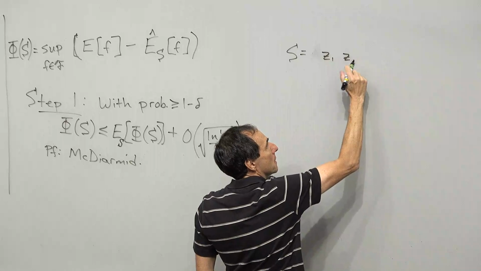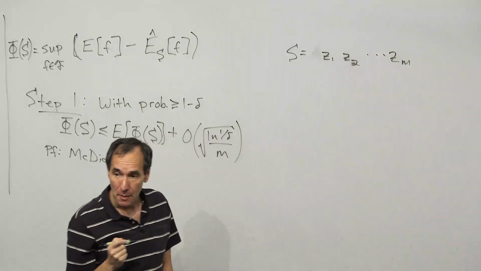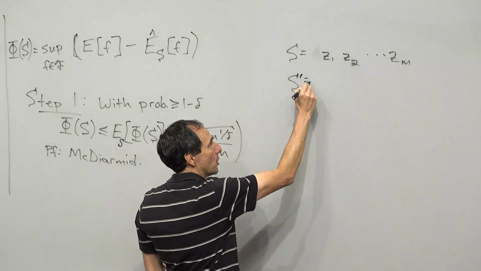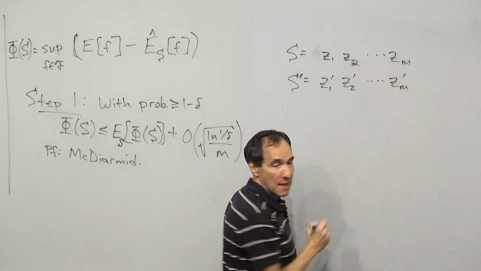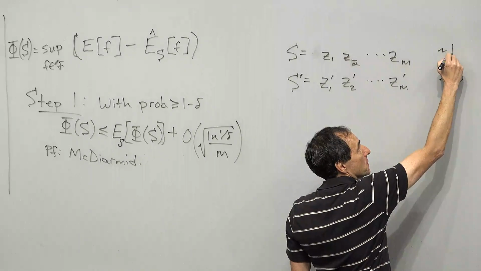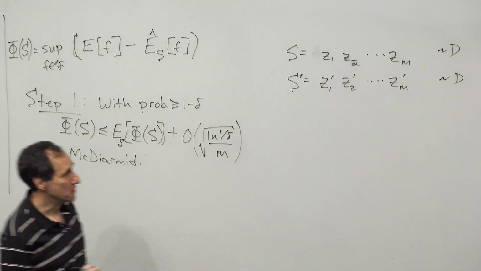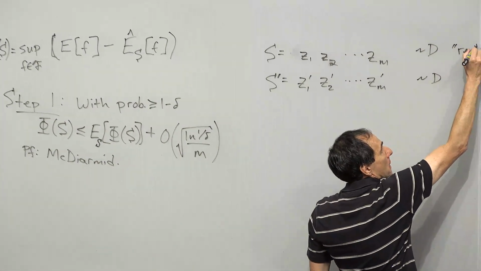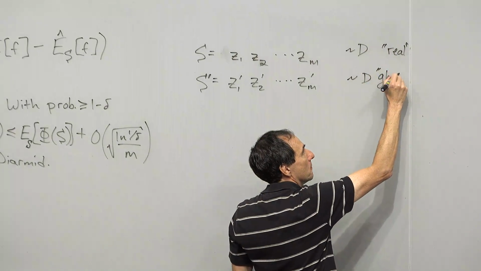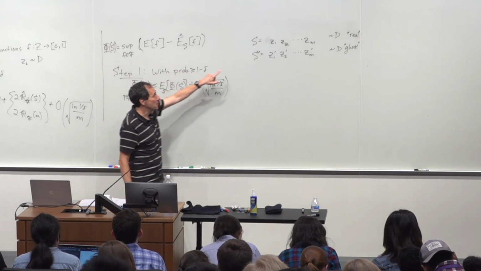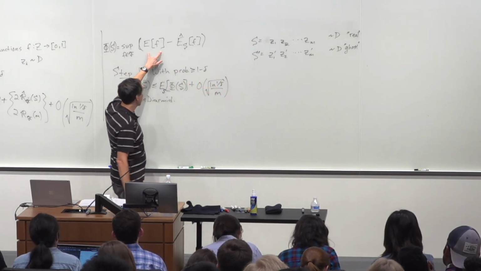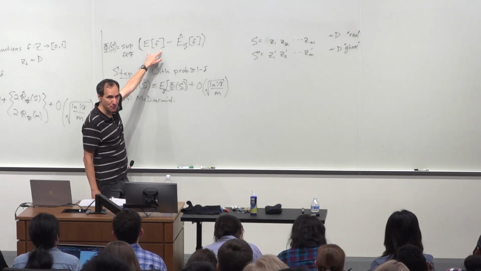Okay, we already have this sample S. And now we're going to imagine choosing a second sample. Let me call it S prime. Its elements are Z1 prime, Z2 prime, and so on. These are also all IID chosen from the same distribution. So everything is IID, they're all from the same distribution. This is the real sample, and this sample is often called the ghost sample. So the idea then is to take the empirical average on this ghost sample and use it as a proxy for this empirical average over here.